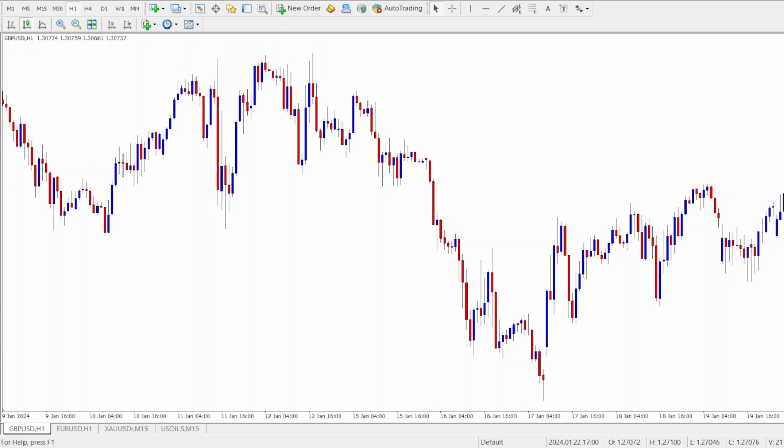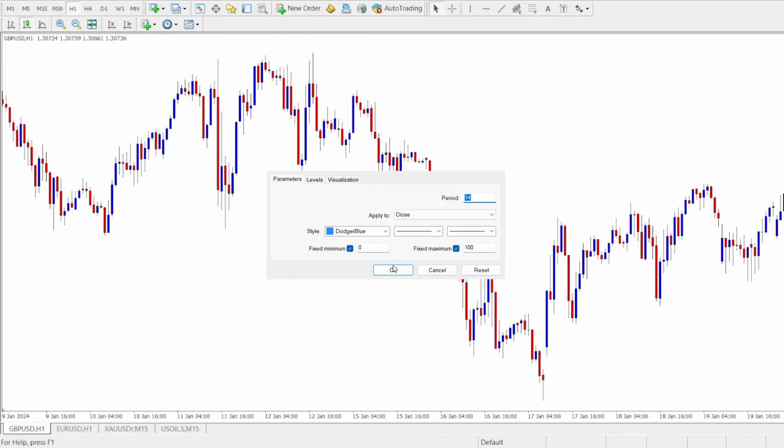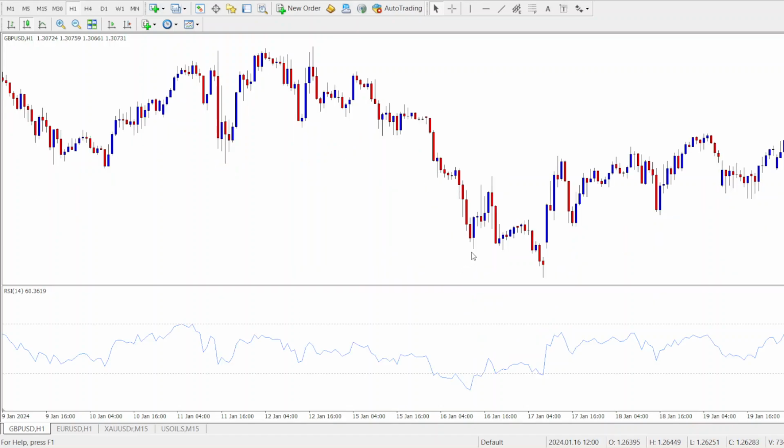Okay, so we're going to be starting with the RSI. Let's just load on the RSI to our chart. Okay, so the RSI is a momentum oscillator. It measures the speed and change of price movements. It ranges from 0 to 100. As you can see, it's commonly used to identify overbought and oversold conditions, but it's also excellent for spotting divergences.